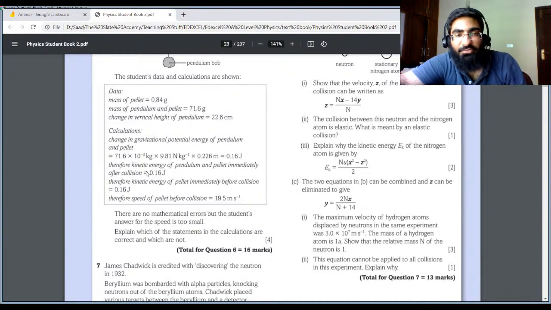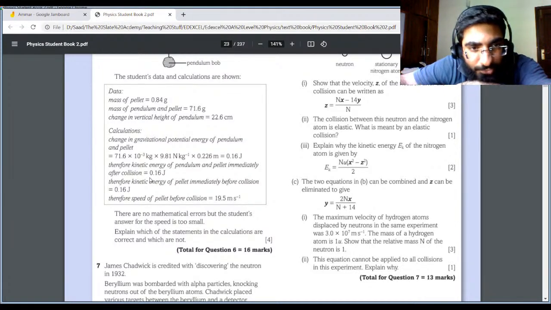Does the pendulum have kinetic energy before being hit, or immediately at the point of being hit? The pendulum does not have kinetic energy. All the kinetic energy is provided by the pellet. The pendulum was stationary. The kinetic energy was provided by the pellet, so it should have been calculated using the velocity and the mass of the pellet. Yes. So this statement is wrong to put the two equal.